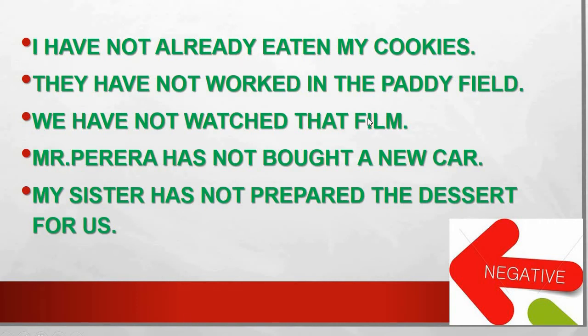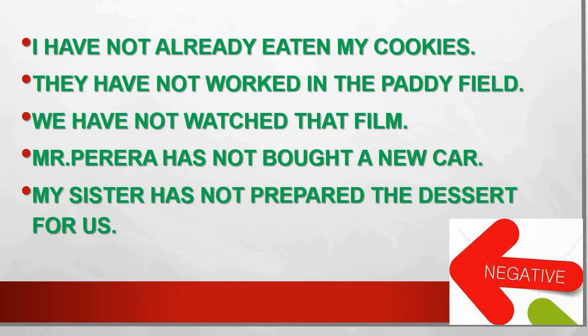Here, all these sentences are related to the negative form structure. Look at this last one, my sister. That is the subject. As this is a singular noun, we have selected has, then not. This is the past participle, prepared. The dessert for us is the rest.